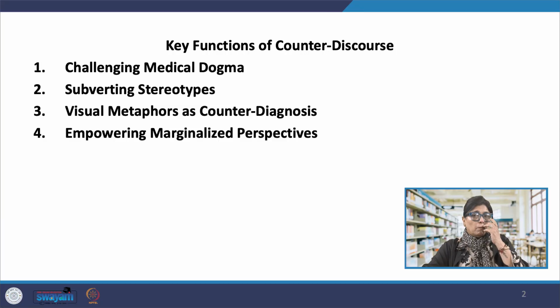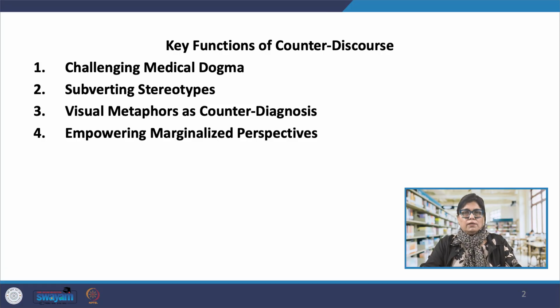So, what are the key functions of counter discourse? Graphic medicine serves as a critical tool for resistance in several ways. First is challenging medical dogma. It critiques the over-reliance on biomedical authority and technology that can sometimes overlook human empathy and the patient's voice.